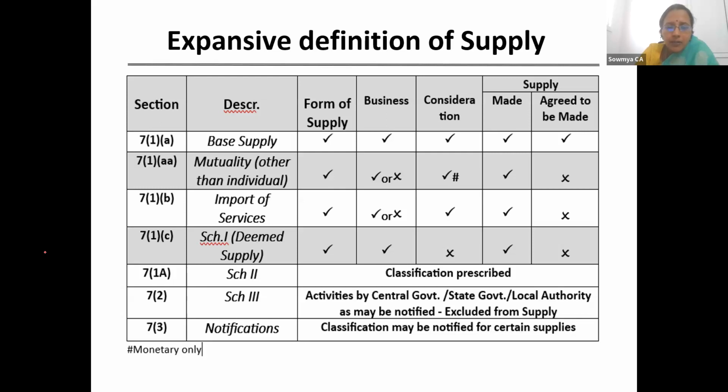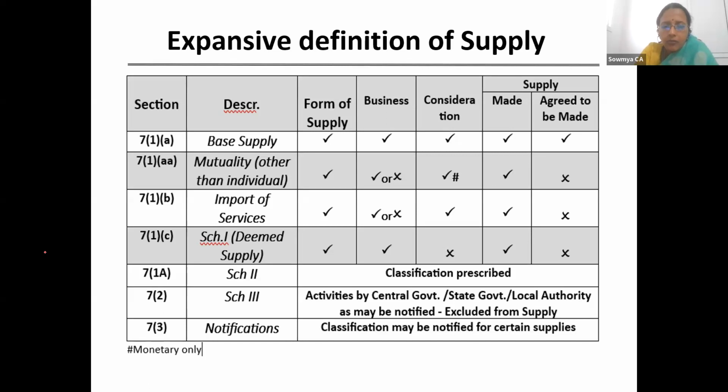The next aspect is 7(1)B for import of services. Even if it is not for business, it is a deeming thing that you have to discharge tax on import of services. That is 7(1)B. 7(1)C is a deemed supply, where there is no consideration in certain transactions, but still GST will become applicable.